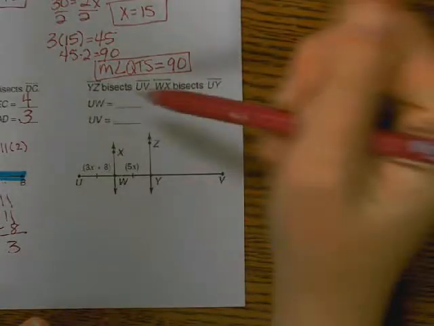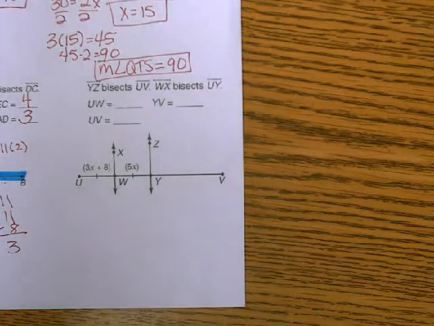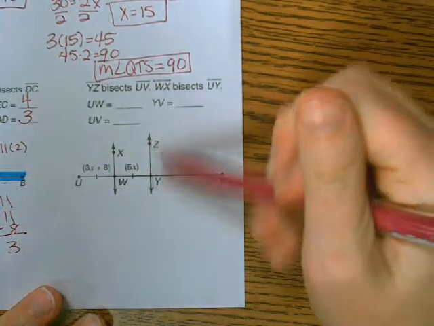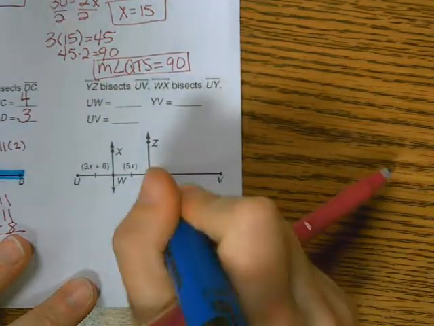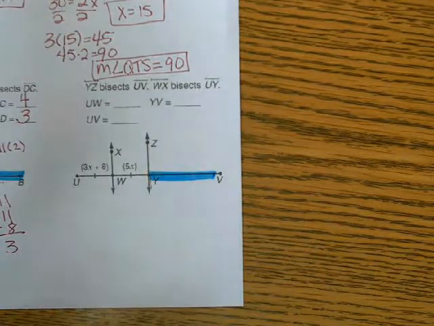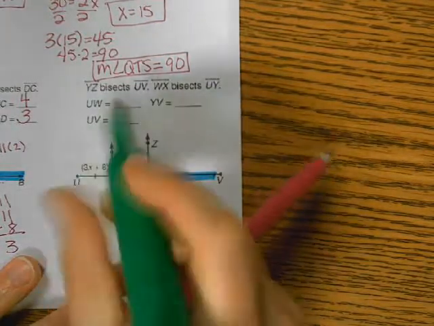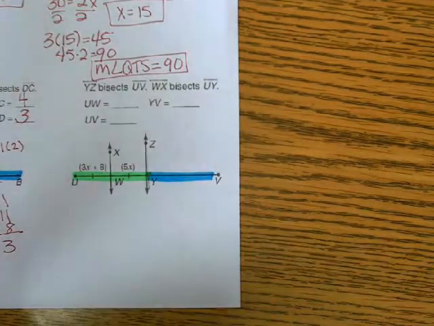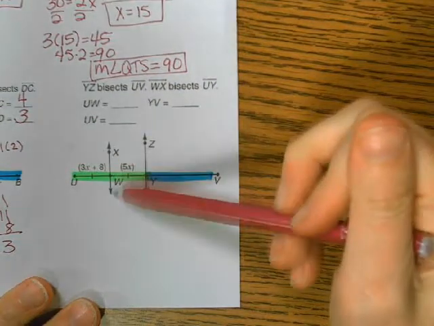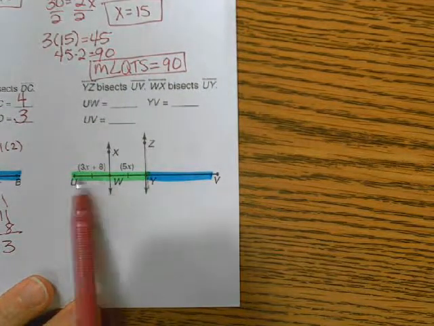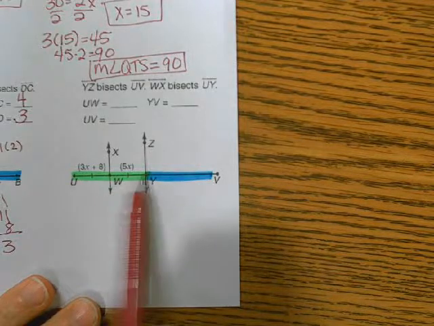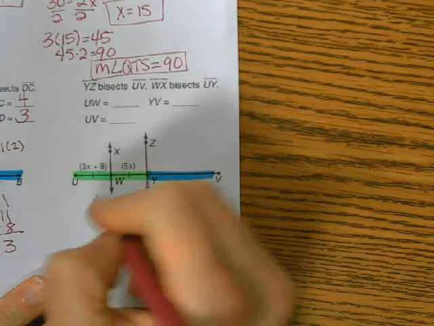Okay, so it says YZ bisects UV. So that means that this is my middle line right here. So this is going to be my blue on this side, and this is going to be my green on this side. And then it says WX bisects UY. So that means that this little piece right here is going to be congruent to that little piece right there. So let's go ahead and solve for X.